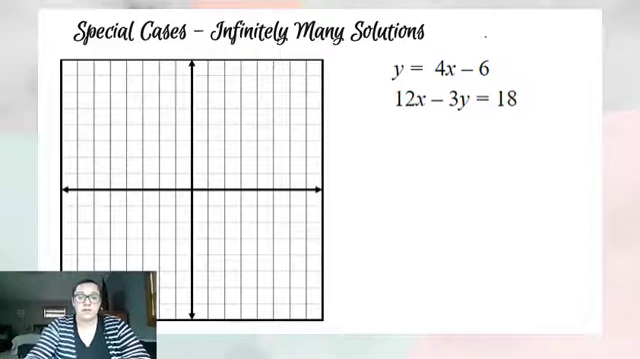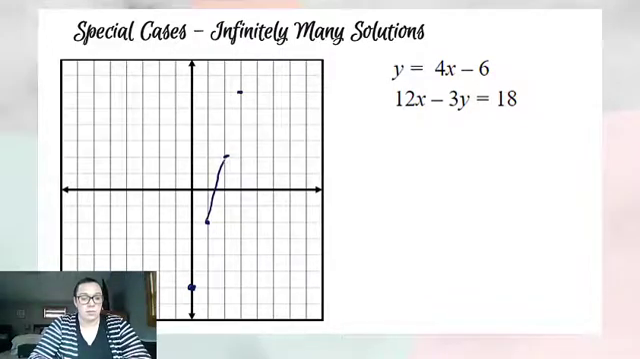Let's do one more of these. This one is y equals 4x minus 6. So let's graph it here. 1, 2, 3, 4, 5, 6. And my slope is 4, so up 4 over 1, up 4 over 1, up 4 over 1. And I'm going to do my best again to connect these lines.